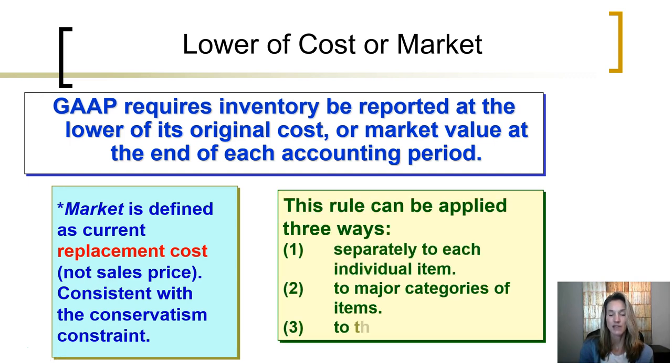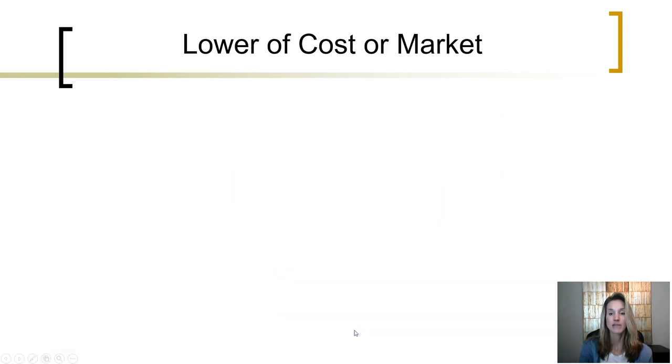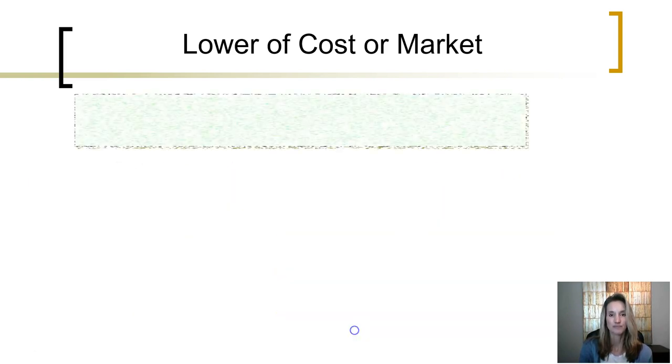GAAP indicates that this rule can be applied to a company's inventory in three different ways. The rule can be applied separately to each individual item in inventory, or it can be applied to major categories of items, or it can be applied to the inventory as a whole. It's pretty simple to apply this rule.